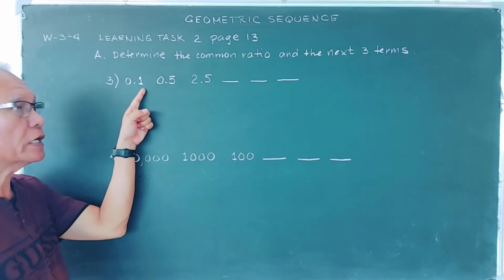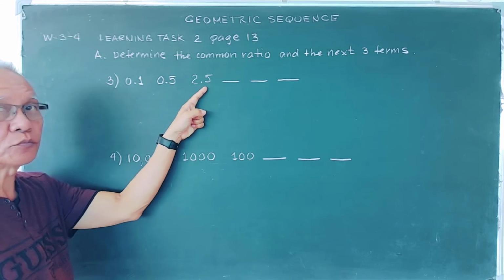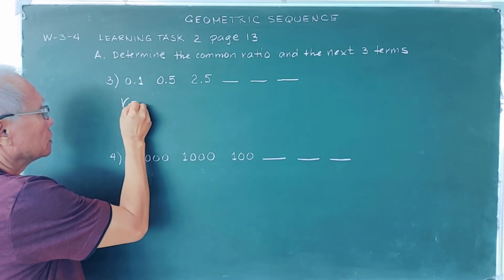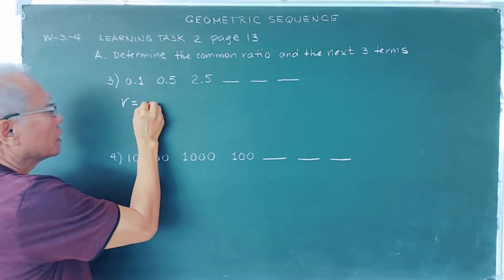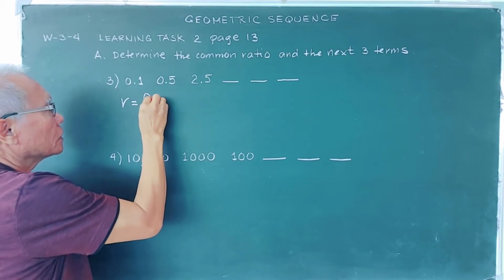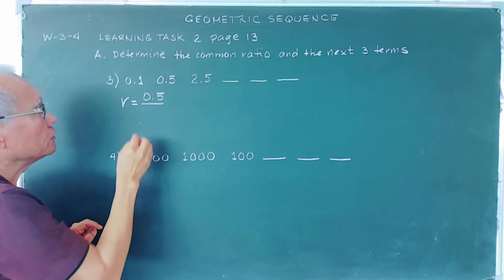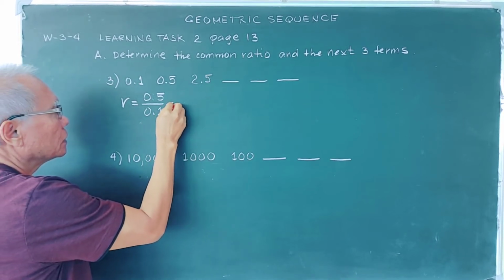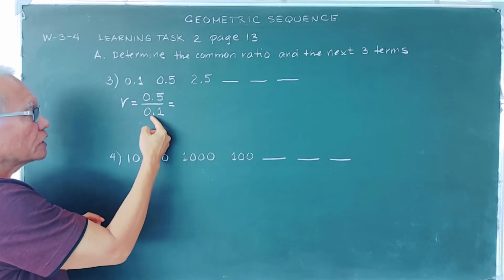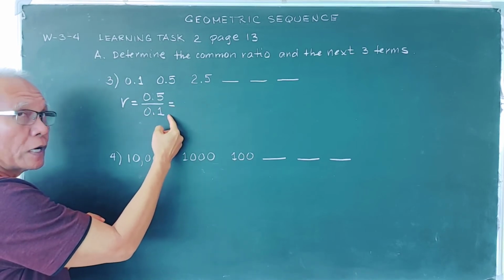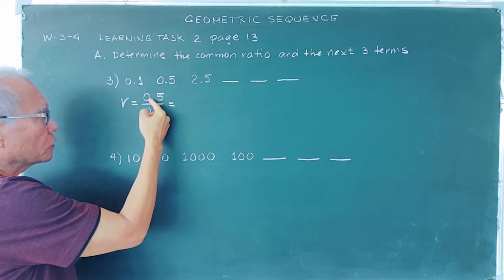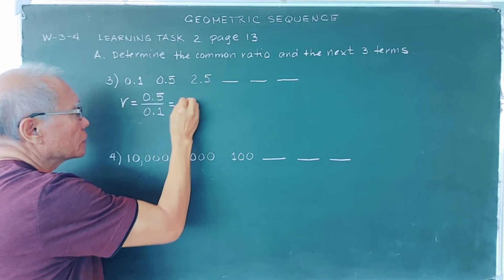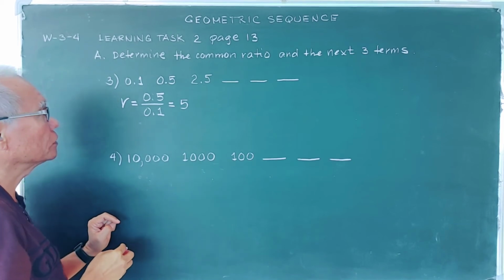We have 0.1, 0.5, and 2.5. So, kunin natin ang ratio. 0.5 divided by 0.1. Move the decimal point, 0.1, 1. Move the decimal point of the numerator, 1. So, 5 over 1 is 5. So, yun ang kanyang ratio.